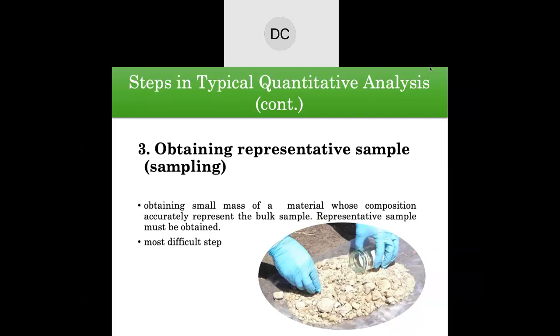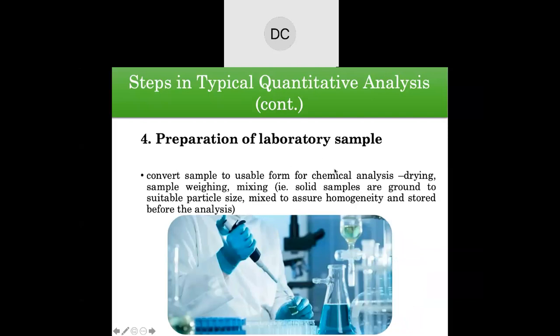The third one is the sampling. The fourth one, lepas dapat sample, after you get the sample from site, on-site sample, you need to get all the sample come back to the lab. Okay, dekat lab pula tak boleh dah siap dah, dia boleh analyse sendiri. No, you need to prepare the sample supaya sample tu boleh diguna untuk analisis so that it will be convert into a usable form for chemical analysis.